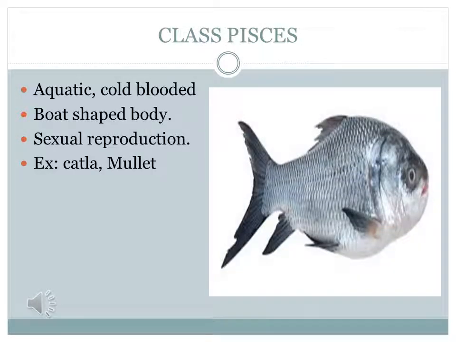The first class is Pisces. They are found in fresh, marine and brackish water. The body is usually streamlined. Some have a spindle-shaped or elongated body as well. Their body is divided into a head, trunk and tail. They swim with the help of their tail. The body is covered with thick scales which provide protection to the internal organs. The gills help in respiration. Catla and mullet are some examples of class Pisces.